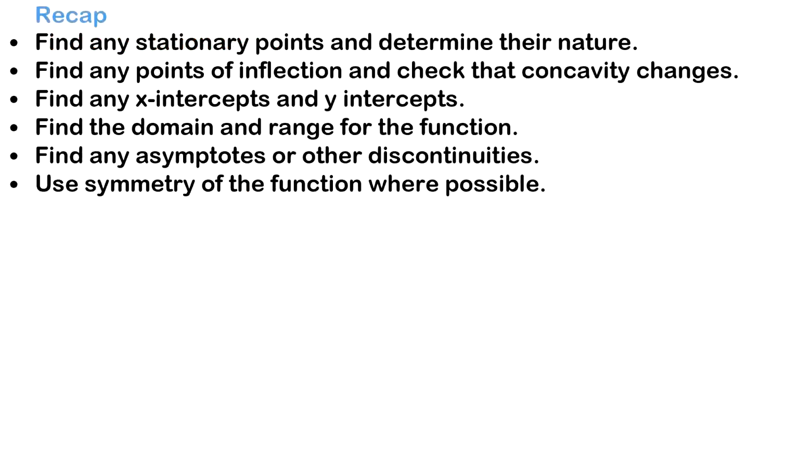So there was a lot going on in this video. So to recap, remember, start by finding any stationary points. That's always a good step. And then determining what type of stationary point they are, whether they're maximum or minimum. You should also try to find out if there's any points of inflection. X-intercepts and y-intercepts are very helpful as well. Y-intercepts are usually the easiest to find. Sometimes you will need to find the domain and range, and any asymptotes, and sometimes you can use symmetry. But for most questions, you will need to find the stationary points first, determine if they're minimum or maximum, and then go from there.